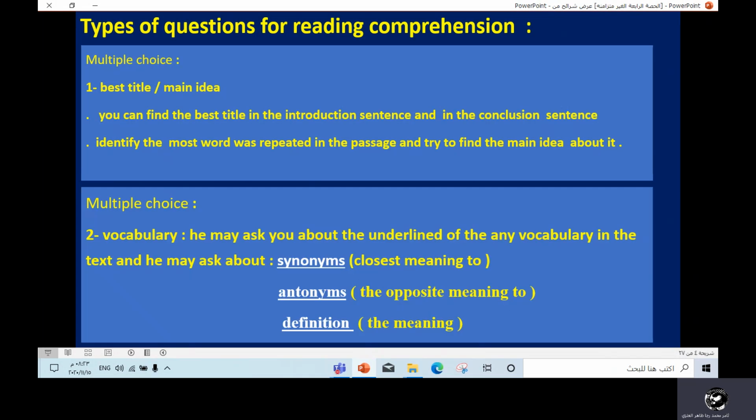We have a multiple choice question about vocabulary, the underlined word. Maybe he will ask you about the synonyms, the closest meaning to the word. Maybe he will ask you about the antonyms, the opposite meaning to the word, or maybe he will ask you about the definition, the meaning of the word.